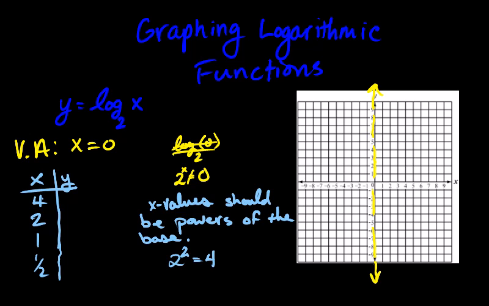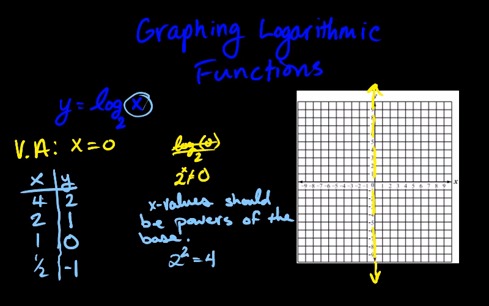So to find the y values, we're going to take our x values and plug them in for x right up here. And so log base 2 of 4 is 2. You plug in 2, and log base 2 of 2 is 1. Plug in 1, and the logarithm of 1 is always 0. And then plug in 1/2, since the base flips, that's negative 1.